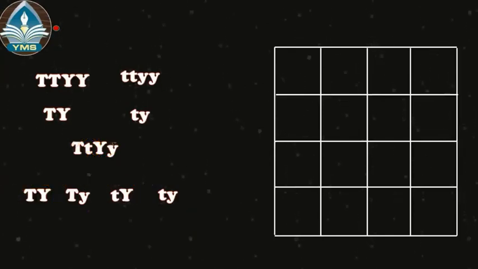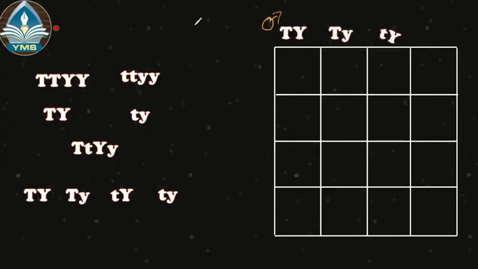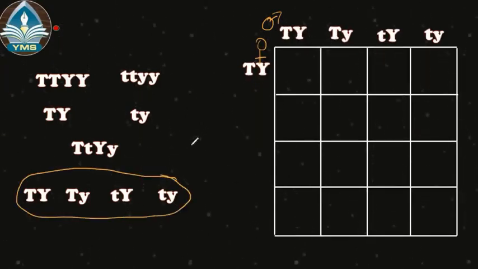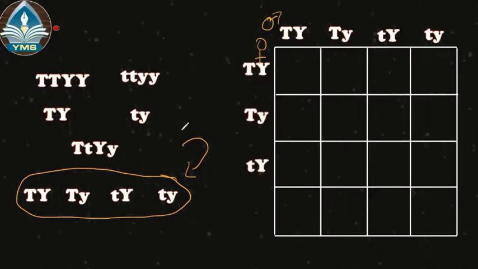Okay, and now on this side we're going to put the gametes of the male, and on this side the gametes of the female. We'll put the same. Because we are going to self-fertilize the same plant with the pollen of the same plant, or maybe another of the same generation, which contains the same genotype, the male and female gametes are going to be the same.